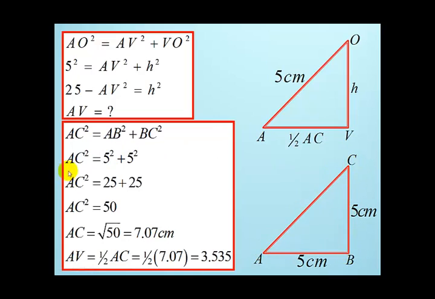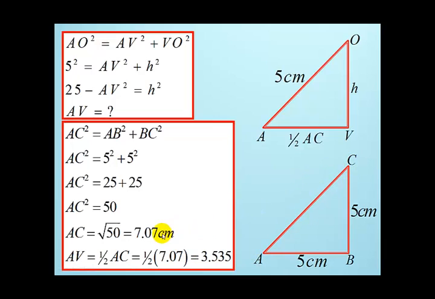That is AC square is equal to AB square plus BC square. Now AB is 5 centimeters and BC is also 5 centimeters. So we have 5 square plus 5 square. And so AC square is equal to 25 plus 25, and 25 plus 25 is equal to 50. So AC square is equal to 50. Now, because we are solving for AC, we take the square root of both sides. When we take the square root of AC square, you have AC. When we take the square root of 50, the answer is 7.07 centimeters. That means that the distance from A to C is 7.07 centimeters.